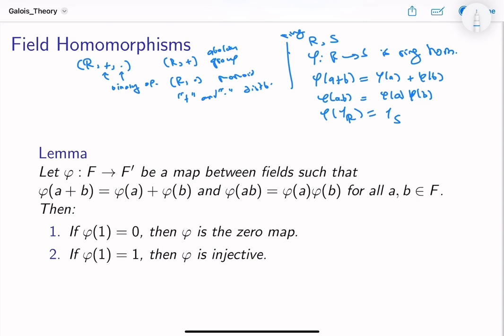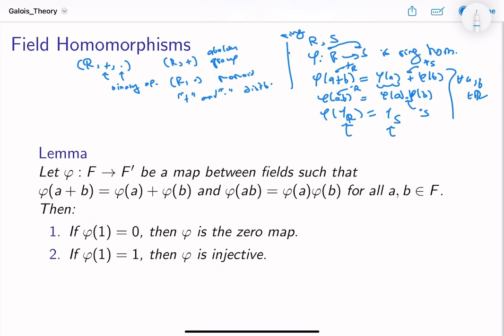Just a couple of things here. This addition is addition in R, so we're adding elements in R, and this happens for every a, b in R. This addition is addition in S: when we map an element from R, it becomes an element of S, and we're using the addition of the ring S. This multiplication is the multiplication in R, and similarly, this multiplication is the multiplication in S. And this is the multiplicative identity of R, and this is the multiplicative identity of S.